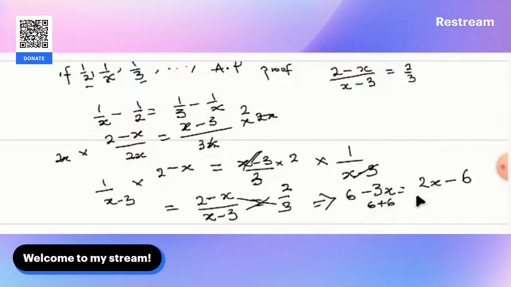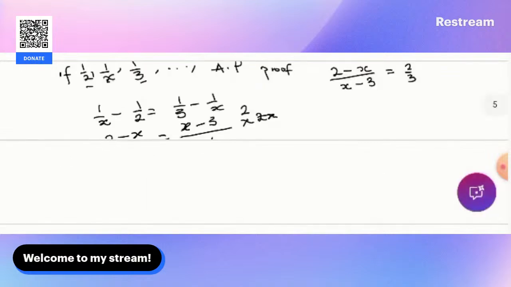While this goes to the other side of the equation, we now have 2x plus what? 3x. Now it's simple. This is now 12 is equal to, what do you get here? 5x. So if you divide both sides by 5, you get x is equal to what? 12 upon 5. So it's pretty simple.